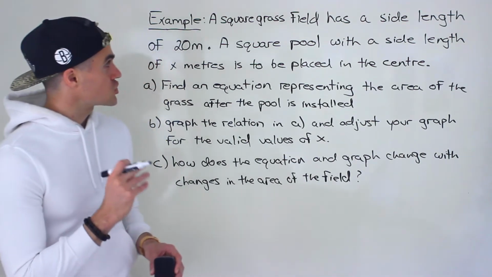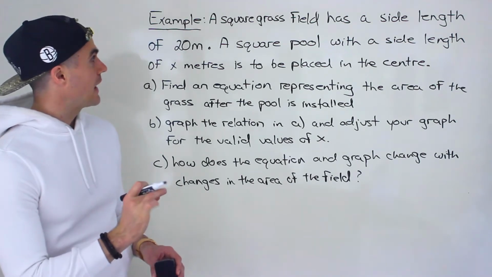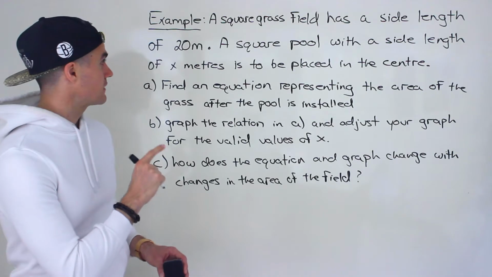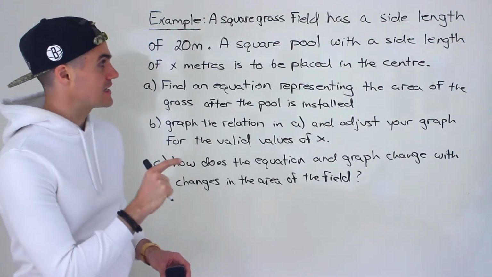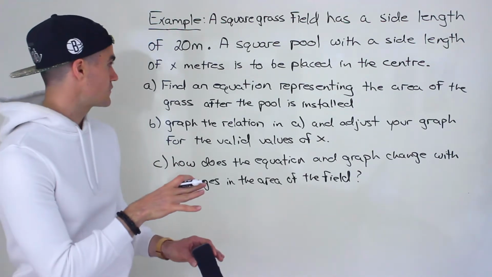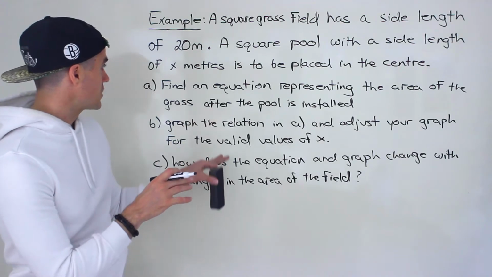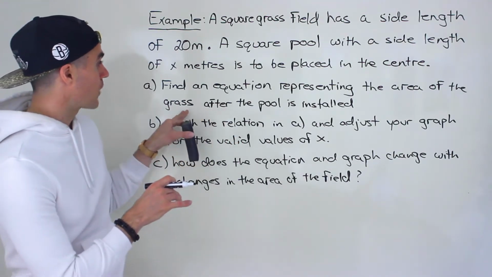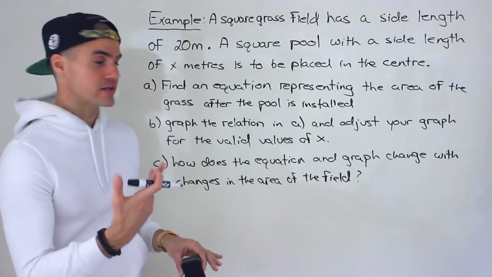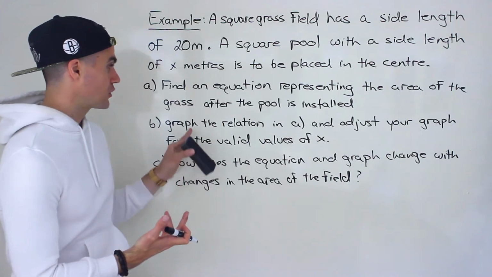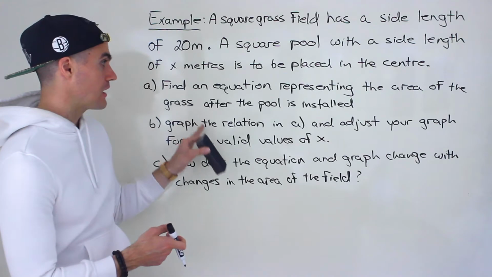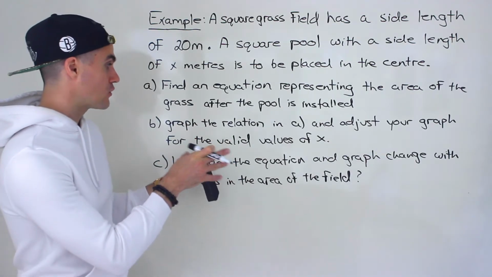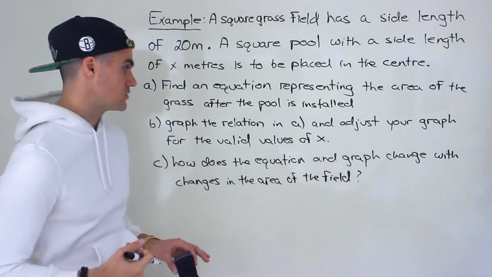We're told that a square grass field has a side length of 20 meters. A square pool with a side length of X meters is to be placed in the center of the grass field. And then we have these three questions. Part A, we have to find an equation representing the area of the grass after the pool is installed. Part B, we have to graph the relation from part A and adjust your graph for the valid values of X.